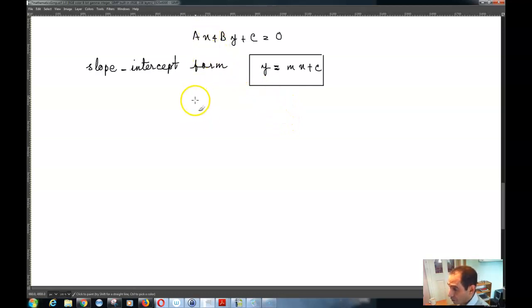For example, let's say that you have ax plus by plus c is equal to 0. If you want to rewrite this equation in this form, you can keep by on this side of the equation and write negative ax minus c, and then divide by b. You will get y is equal to negative a by b times x minus c by b.